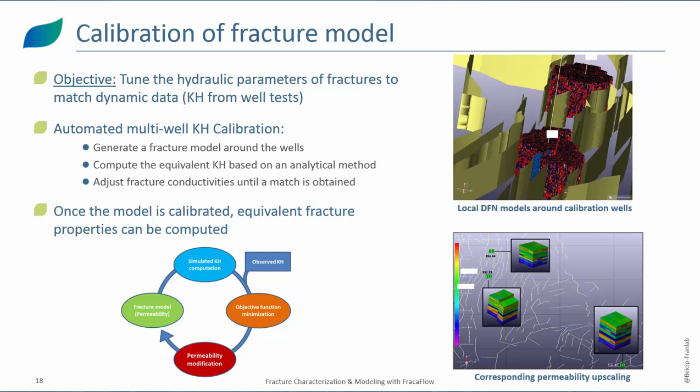Of course, the history match is commonly done for calibrating the conductivities, but the benefit of this methodology is that, without changing the conceptual model, so we keep a geologically representative model, we can perform a very quick multi-well calibration. This is based on the generation of a fracture model around each well and the computation of equivalent KH using analytical methods. Once the model is calibrated, you can calculate the fracture equivalent parameters and compute them.